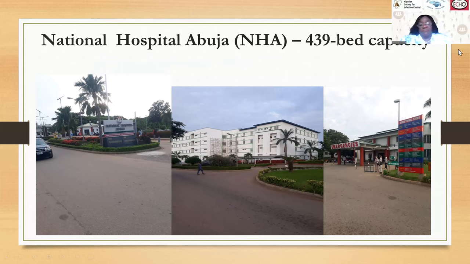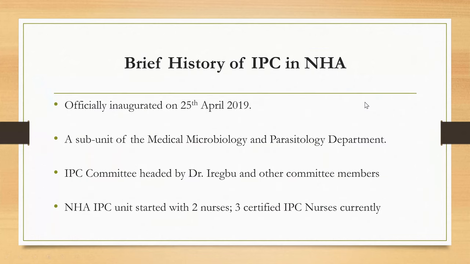Okay. So this is a brief view of National Hospital. The first picture is showing the entrance of our National Hospital. Then immediately after the entrance is this huge white building, our trauma center. And the next building you see after is an emergency block. There are other blocks, but these are the entrance view of our National Hospital. And I'm proud to say that our National Hospital has approximately 436 bed capacity.